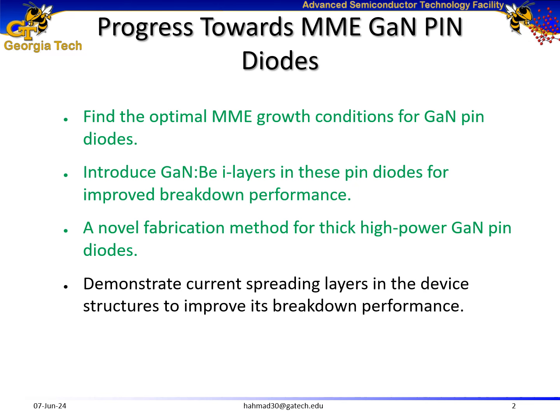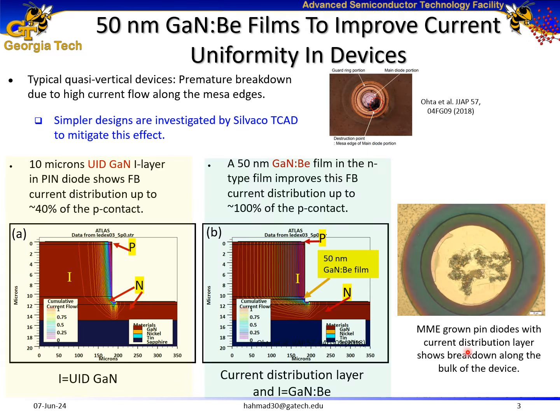I still needed to tackle one issue, which is to take care of the high current flow along the mesa edge and to demonstrate a better design. So I've shown this that due to high current flow along the mesa edge, there would be premature breakdown of the devices. So I investigated simpler designs using Silvaco TCAD and applied them in MBE growth.